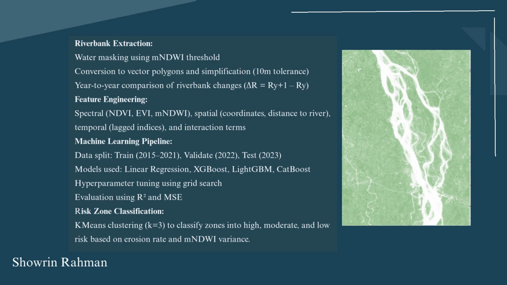Finally, K-means clustering with k equal to 3 classified areas into high, moderate, and low risk zones based on the erosion rates and MNDWI variance, providing a clear risk map.